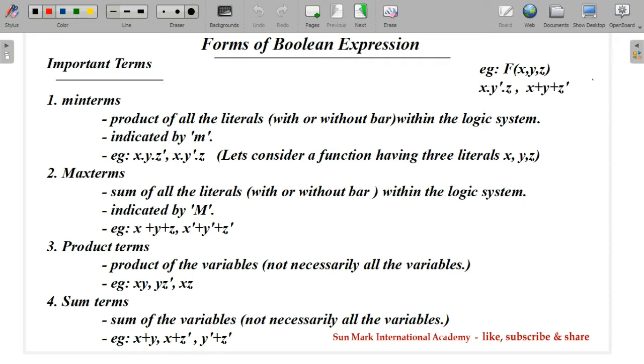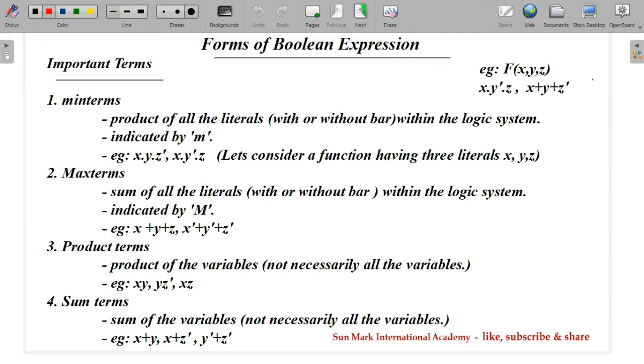Next one is product terms: the product of the variables, where not necessarily all the variables must be included. But in min terms, whatever literals are in that particular logic system, all the literals should be included, in min terms or max terms. But in the case of product terms or sum terms, it's only the product of variables. It's not necessary that all the variables be included in the expression.